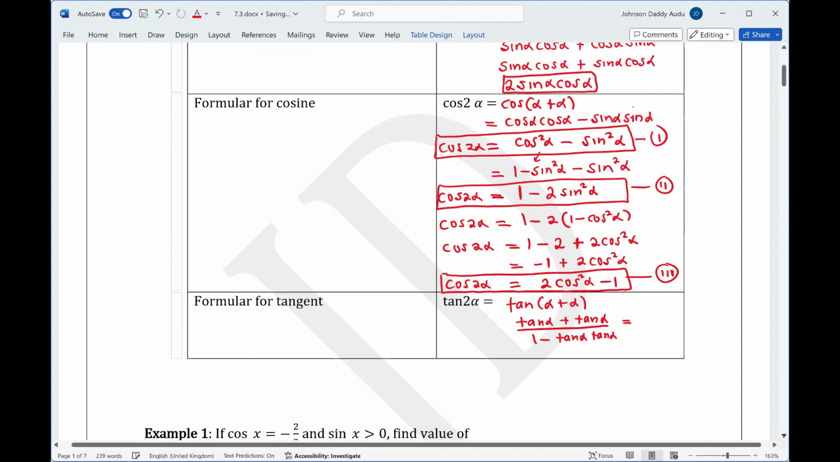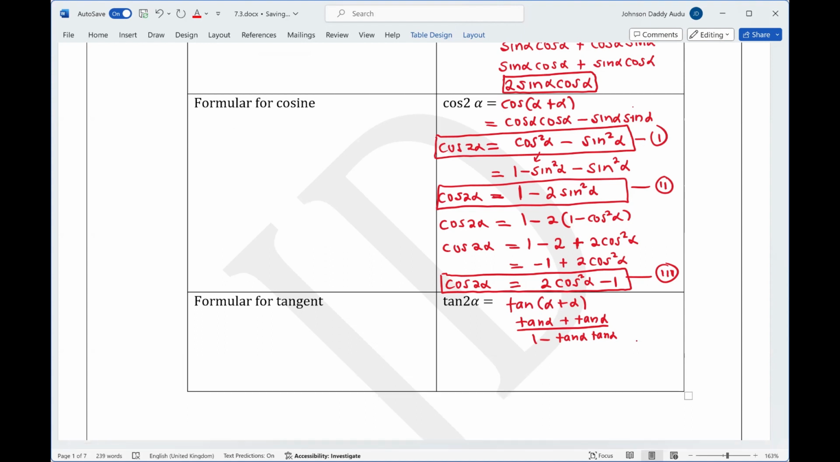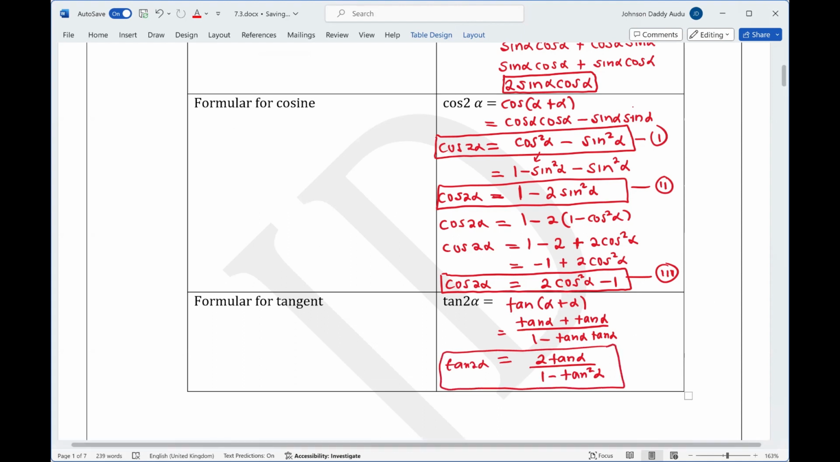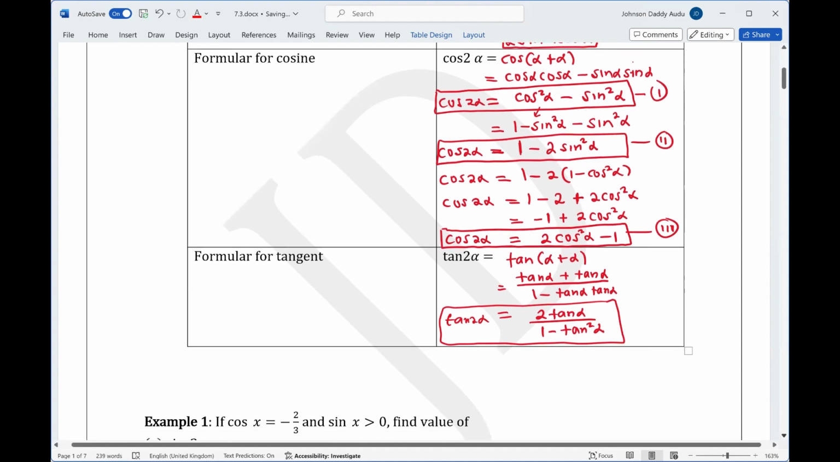And this is just going to be what? Let's go down a little here. So this is just going to be 2 tan alpha over 1 minus tan squared alpha. So this is the formula here in the box. So we're done with the proofs for the double angle formulas.